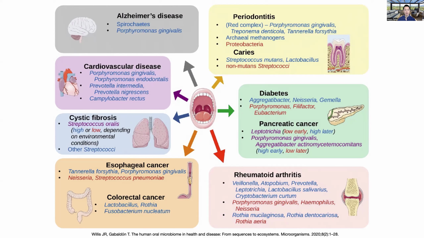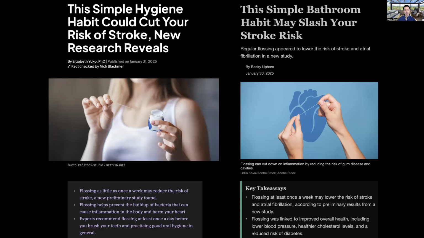And this is very topical because even just last week, there were some news articles which showed that improving your oral hygiene by flossing at least once a week could reduce your risk of stroke. This report showed a 12% lower risk of atrial fibrillation, 22% lower risk of ischemic stroke, 44% lower risk of cardioembolic stroke. As a result, and let's just read this bit down here, flossing helps prevent the buildup of bacteria that can cause inflammation in the body and harm the heart.